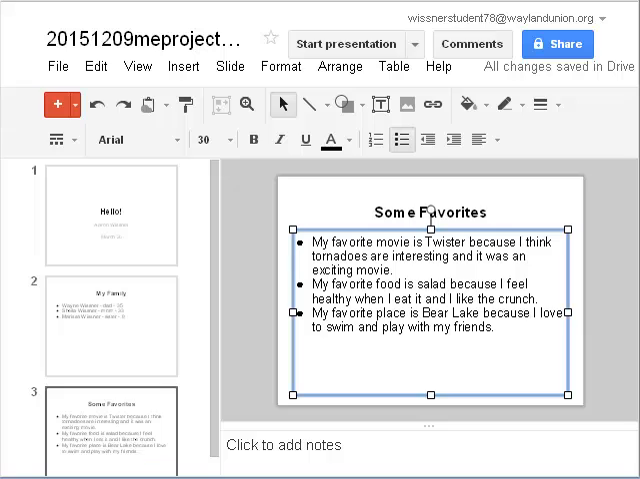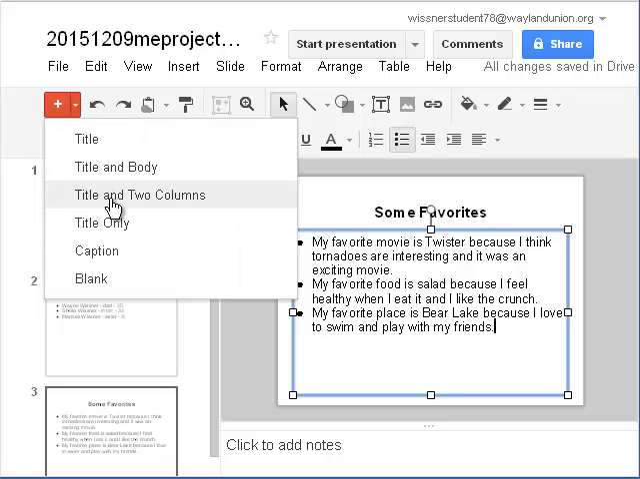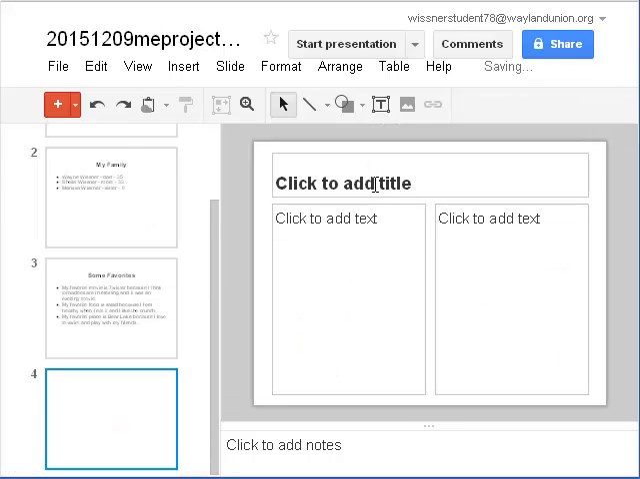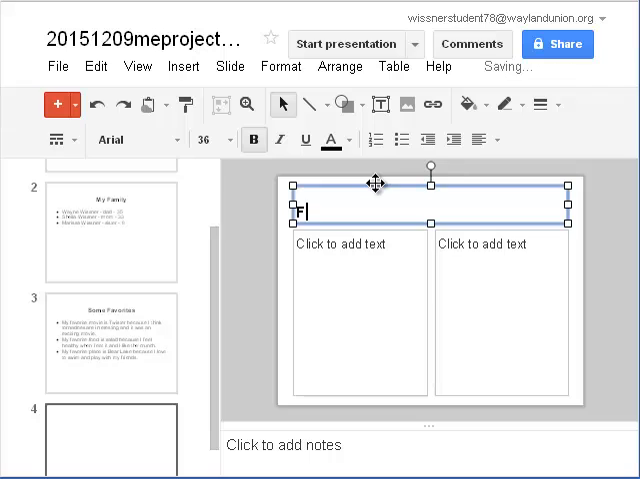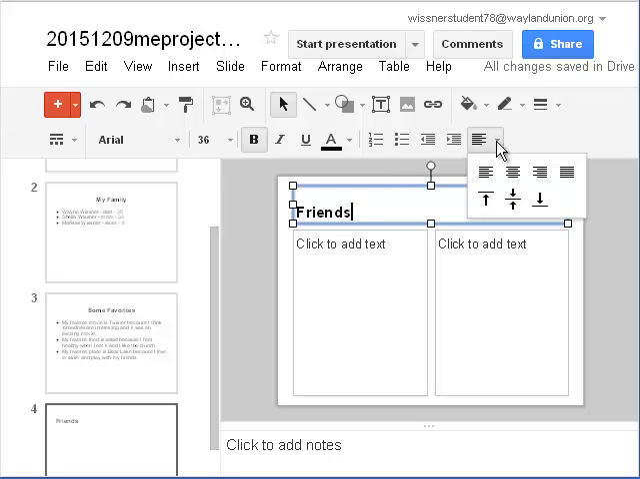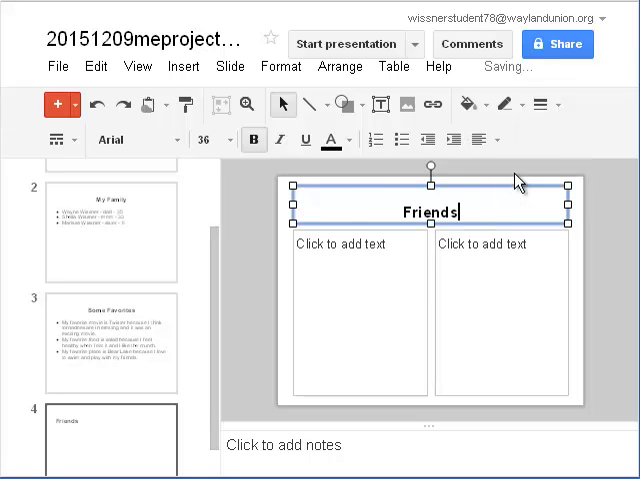Let's make a slide all about our friends. For this slide, let's use a title and 2 columns. At the top, type Friends with capital F, and then center by clicking on the Align button and then clicking on Center.